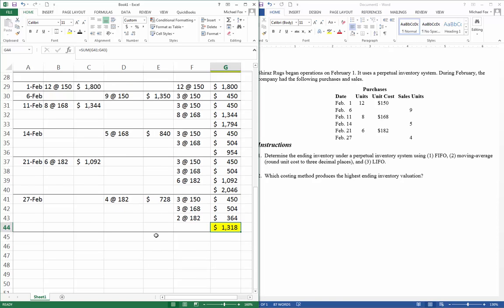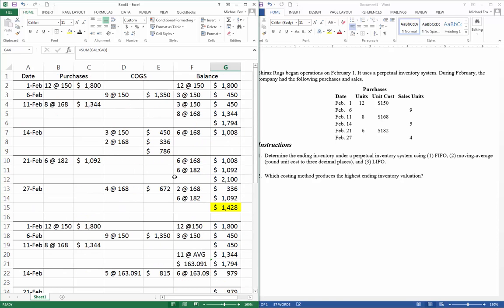So as we guessed in the beginning, last in, first out would give us the highest ending inventory because we're in a period of rising costs, and so the units that we still haven't sold are our most expensive units. And that is the end of 6-9.